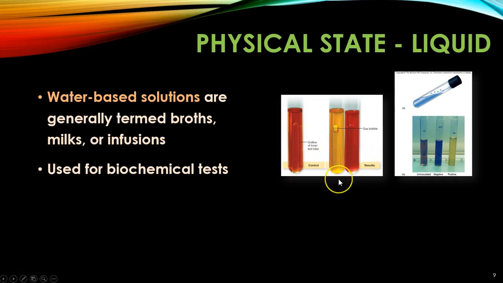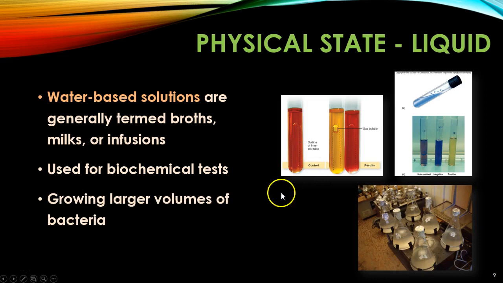This is a particular one that they would use to see if something is able to ferment a particular sugar. So they put a sugar in here, and the bacteria is able to use that sugar, and in the process of using it, it produces a gas, and that gas collects in this little tube here, and that tells us that not only is it utilizing the sugar source, but it's producing gas, and that tells us something about the organism.